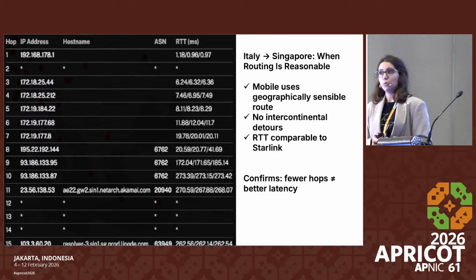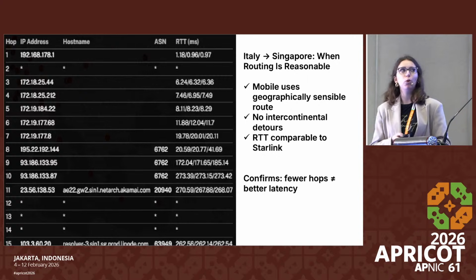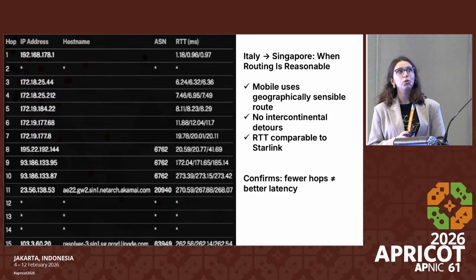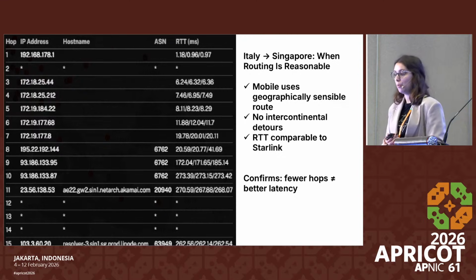And the next one is a really reasonable routing policy from Italy to Singapore, also a mobile probe. The mobile probe, or let's say packets, uses a geographically sensible route. We have no intercontinental detours, and round-trip time is comparable to Starlink.